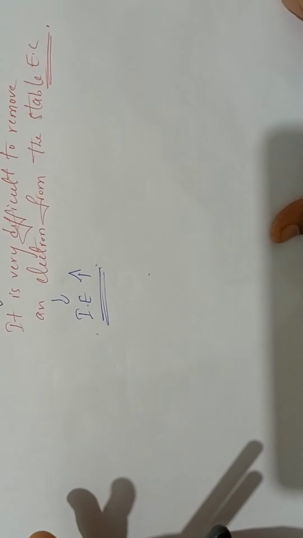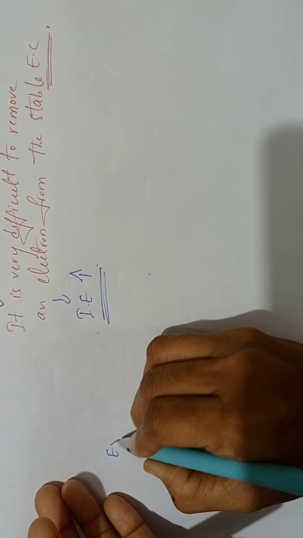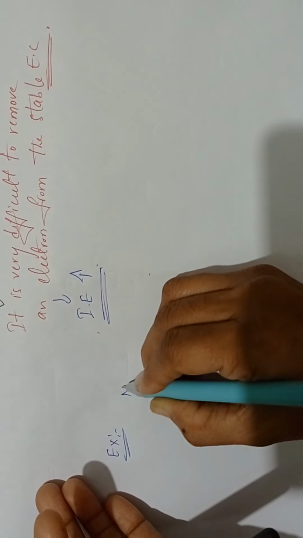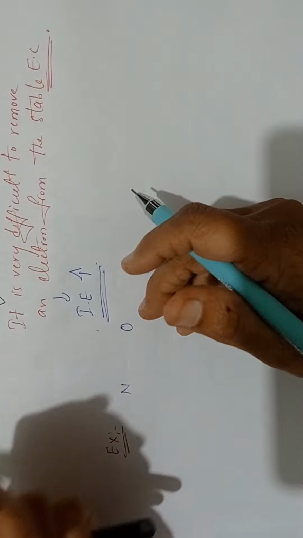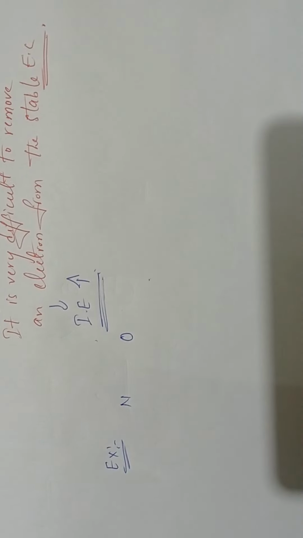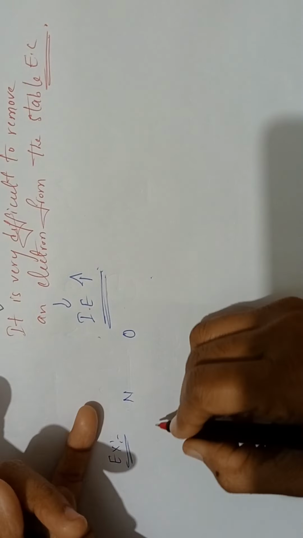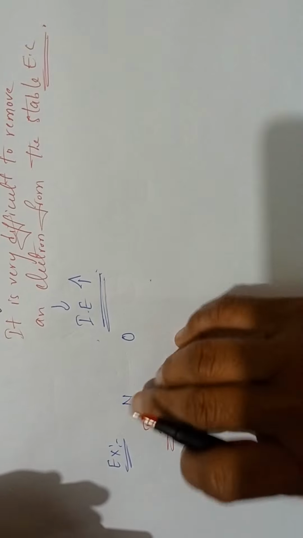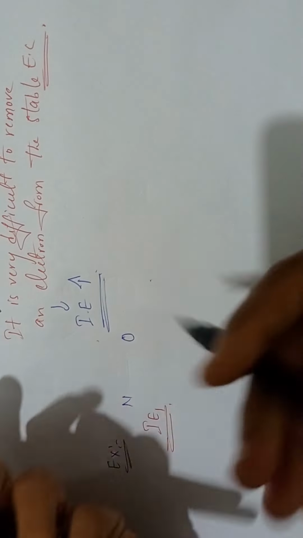Okay, so for example, I am taking nitrogen and oxygen, students. I want to find IE1. IE1 is nothing but the energy required to remove the first electron from the valence shell. How much energy is required? That is IE1. So I want to find the IE1 value, taking nitrogen first.